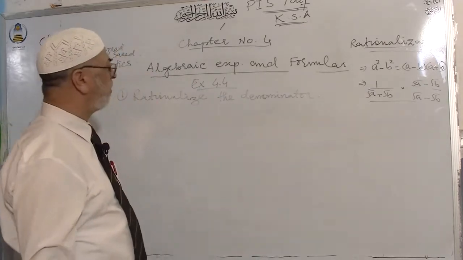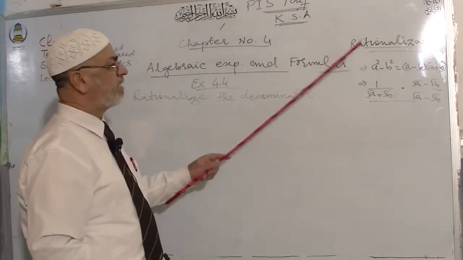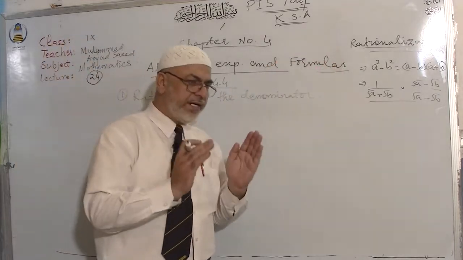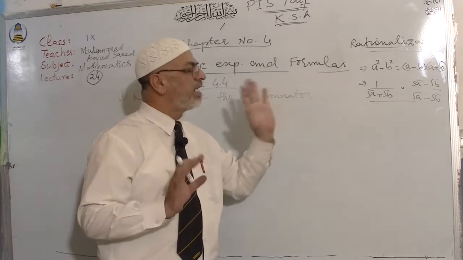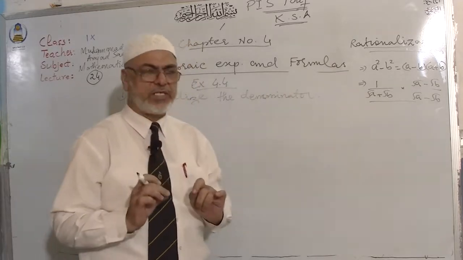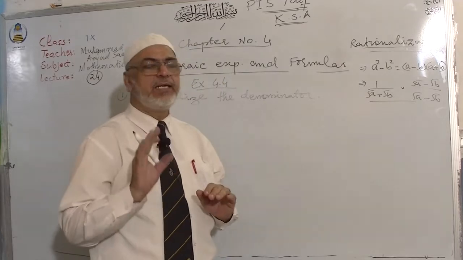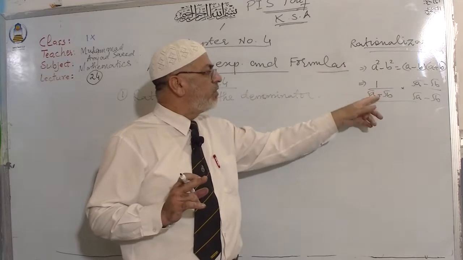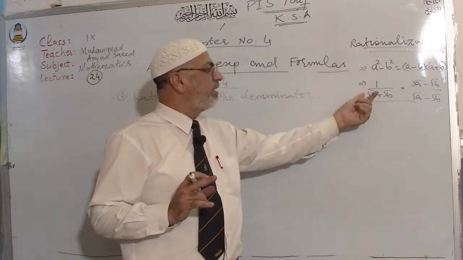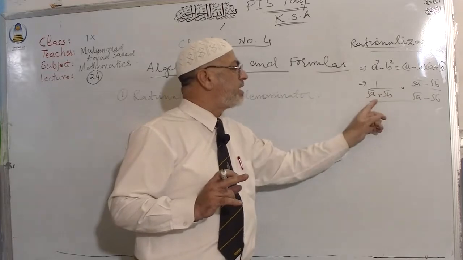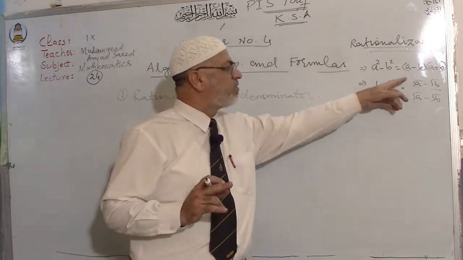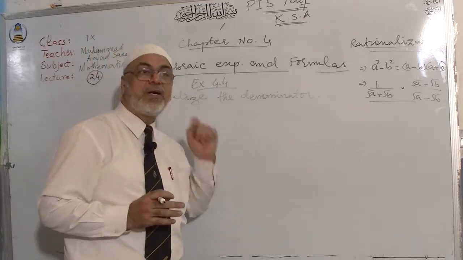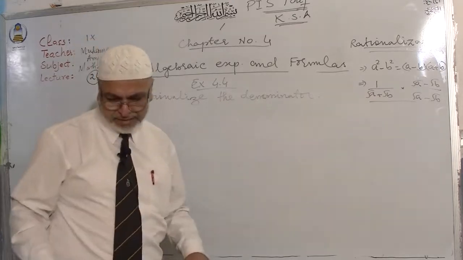In case of exercise 4.4, we have to make rationalization. What is meant by rationalization? Rationalization means finding the solution free of radical sign. In this case we will apply this formula very frequently: if it is a denominator, then you can multiply above and below by its conjugate. Conjugate is positive to negative and negative to positive. In this way we will get the expression free from the radical sign in the denominator.